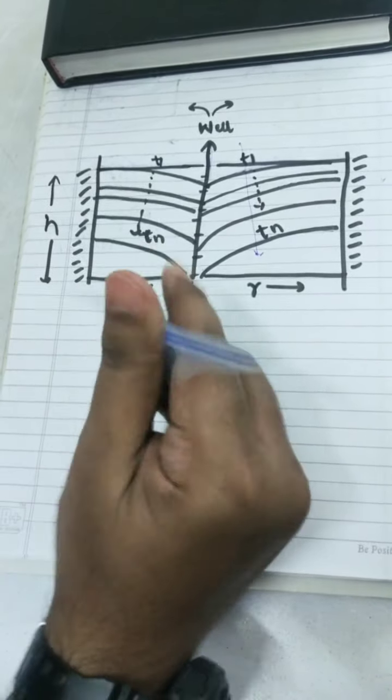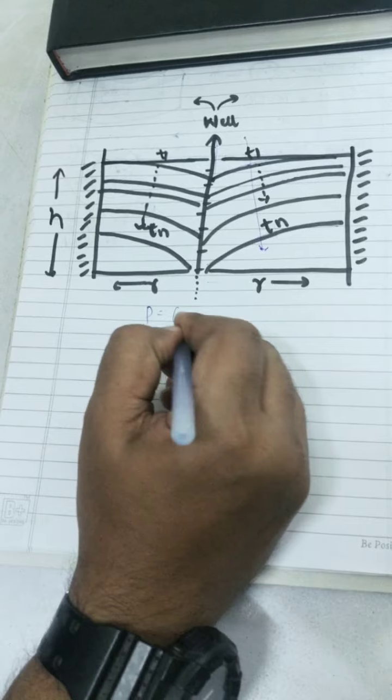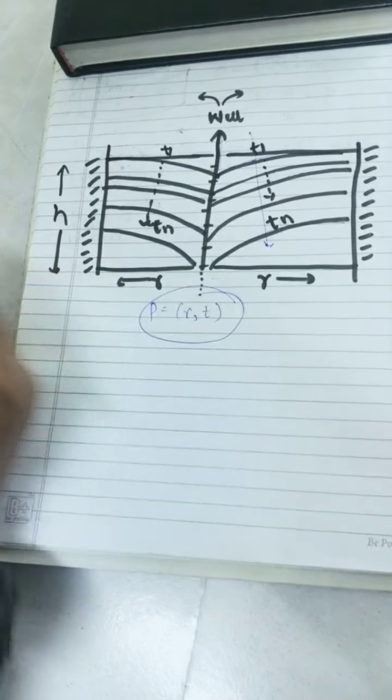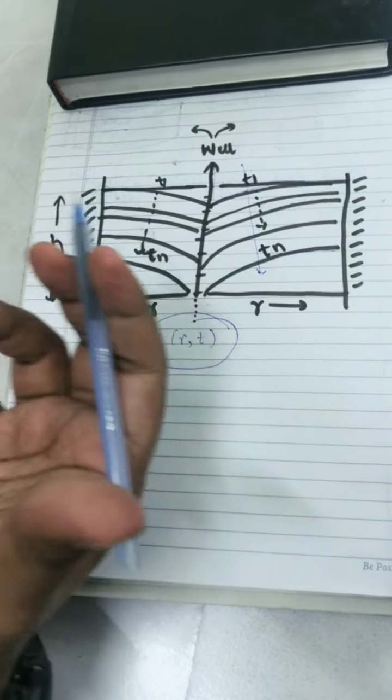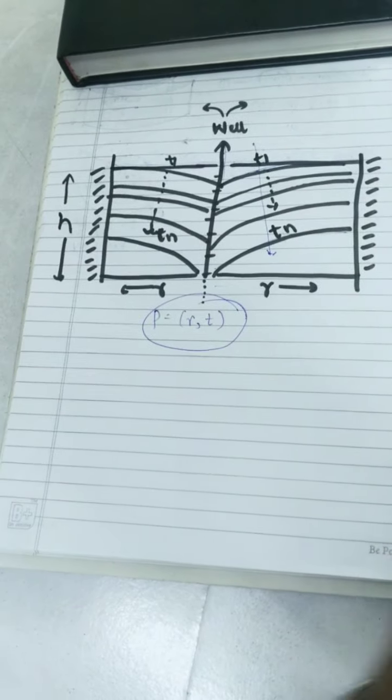So the pressure is a function of radius and time. So there must be an equation that describes this phenomenon. The diffusivity equation is that equation that describes this phenomenon. Alright, so we're back to the diffusivity equation now.